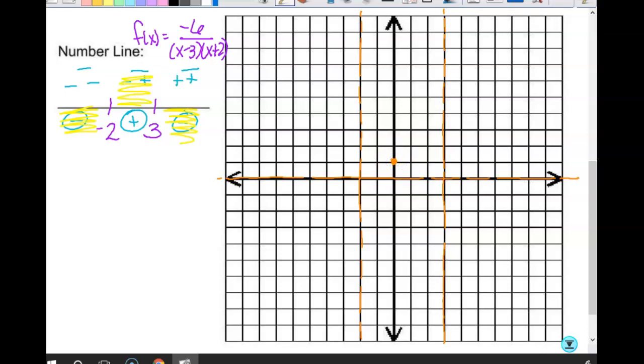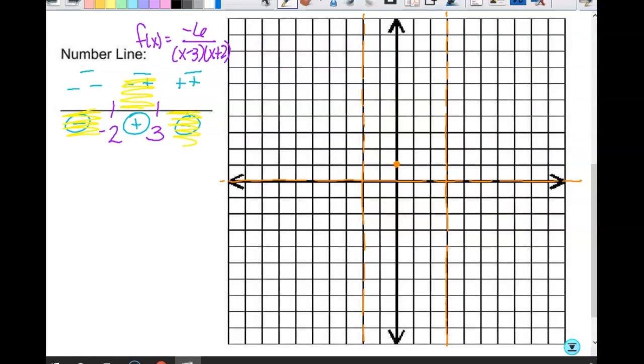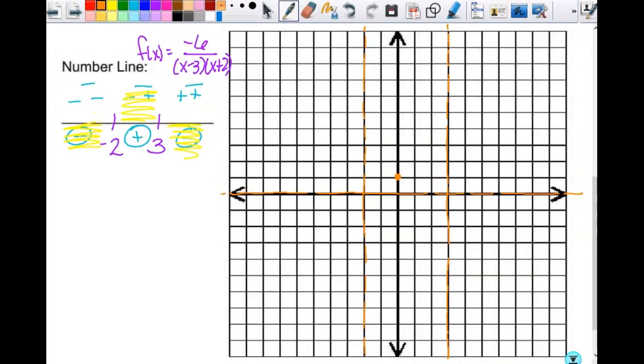Well, that doesn't really tell me a whole lot about my graph. What did I do? Guess I moved this somehow? I don't even know how I did that. Okay.